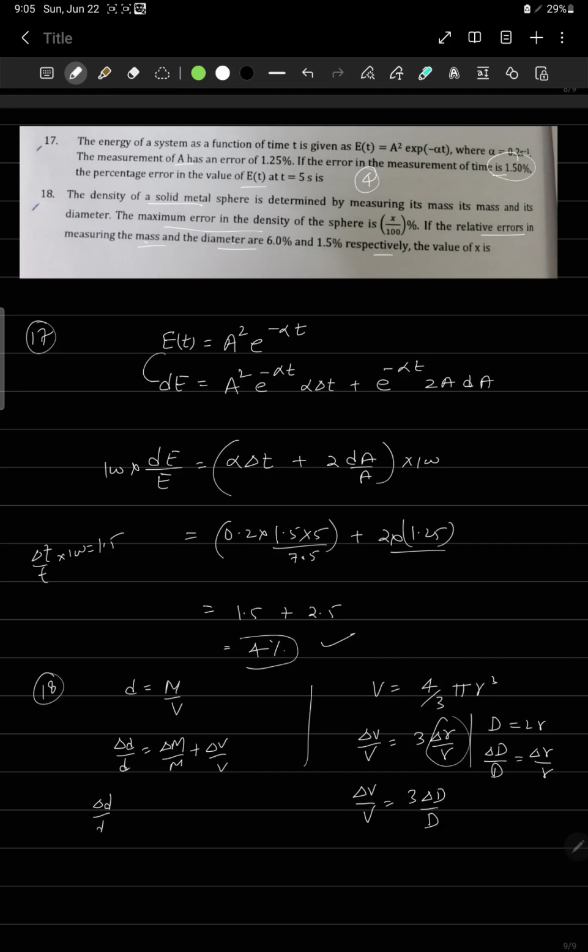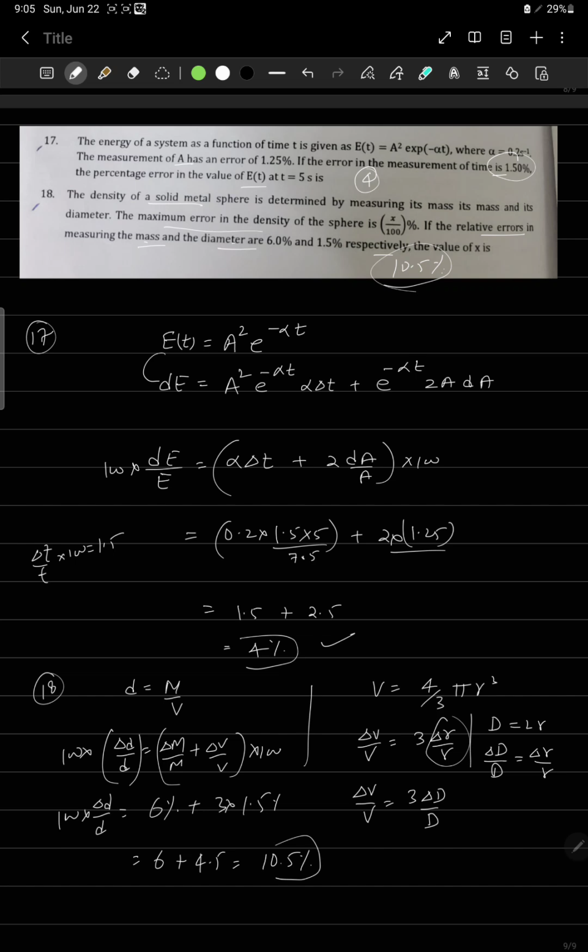So now delta D by D is equal to delta M by M plus 3 times delta D by D. Now just multiply with 100 and we'll get the answer. So delta M by M into 100 is 6%, plus delta V by V is 3 times delta D by D, which is 1.5%. So 6% plus 4.5%, which makes it 10.5%. So the answer of this one is 10.5.